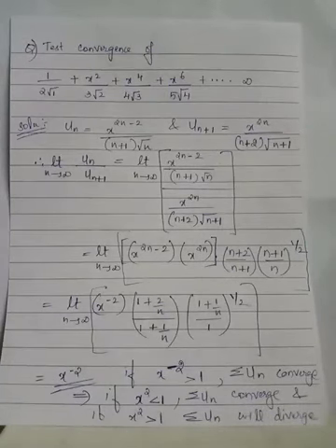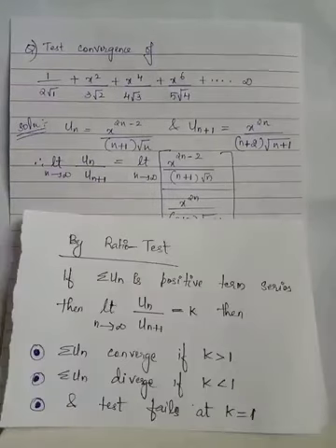We'll be making use of D'Alembert's ratio test to solve this problem. Ratio test says that if we have a positive term series summation un, then limit n tends to infinity un by un plus 1 happens to be a quantity k, and if k is greater than 1, then the given series will converge. If k is less than 1, then the given series will diverge, and if k equals 1, the test cannot give us any conclusion, so we have to take up other methods.